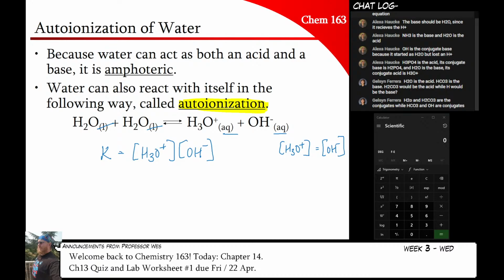Now, for this expression, this reaction has an equilibrium constant of 1 times 10 to the minus 14 at 25 degrees Celsius. And because this is such a special circumstance that we have explicitly defined, we're going to give it a separate variable, Kw. Kw is the constant, the equilibrium constant, for the autoionization of water, and it is equal to this number, 1.0 times 10 to the minus 14.